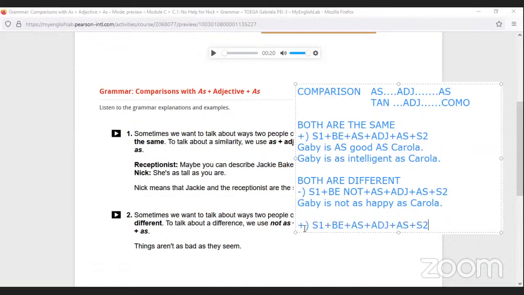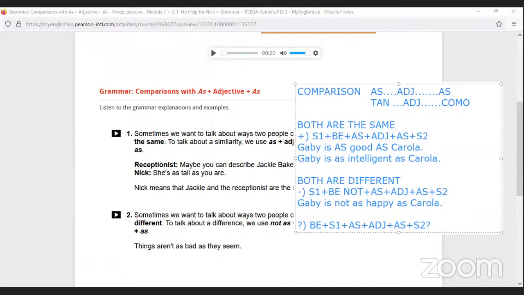So the only thing that we have for making questions is that the verb to be is going to be at the beginning, before the subject. And of course, we have to put the question mark.